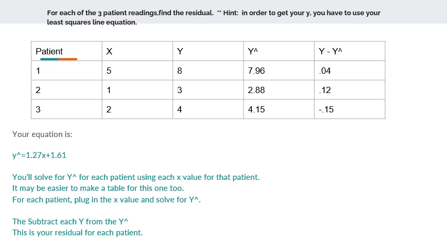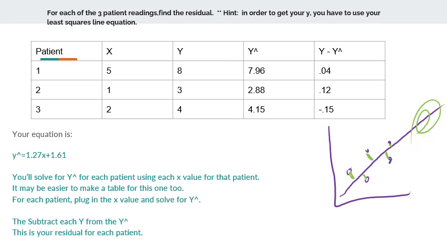Okay, so now for each patient we want to find the residual. And how do we figure out what the residuals are? Remember what the residuals are? Pretend we have a graph, and we have some points, and then we have our line, and the residual is how far off the points are from the line. So we're just calculating this little space. The idea is that if it's too big, then this isn't a very good line. If it's small, then it's a good line. Okay?